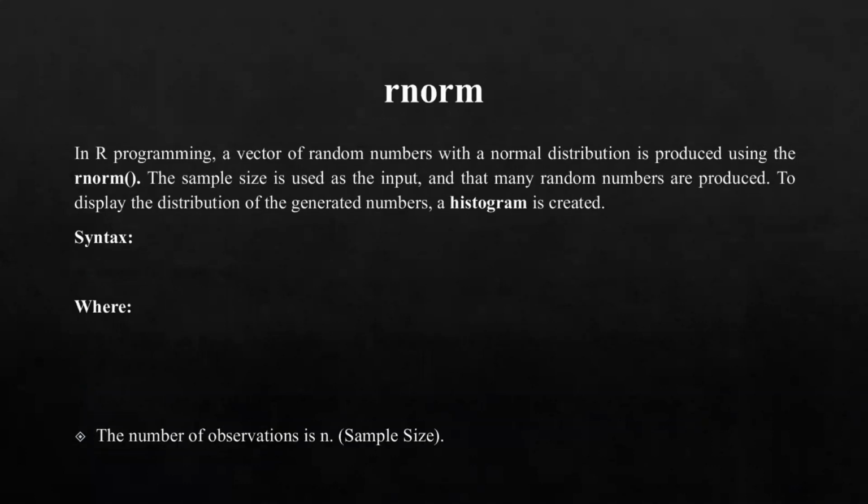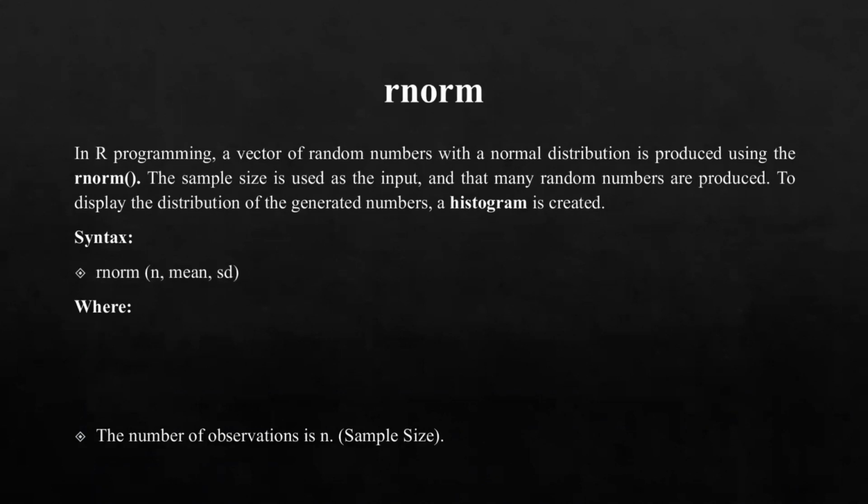In R programming, a vector of random numbers with a normal distribution is produced using the rnorm function. The sample size is used as the input, and that many random numbers are produced. To display the distribution of the generated numbers, a histogram is created. The syntax is as follows.